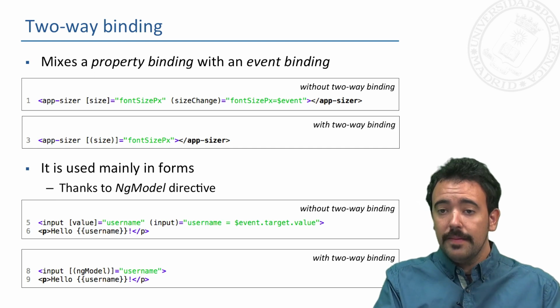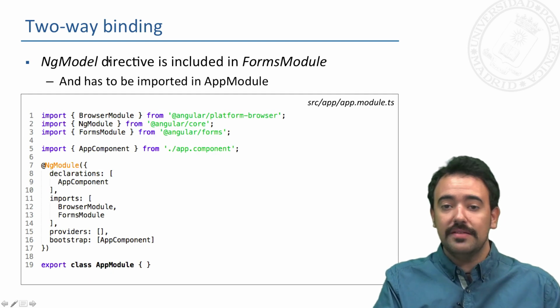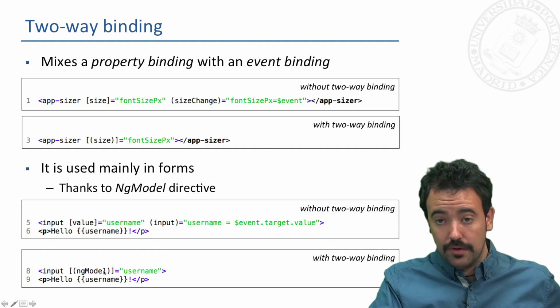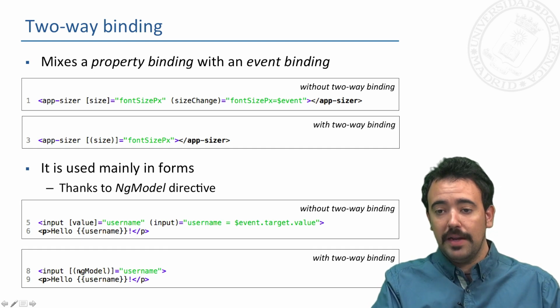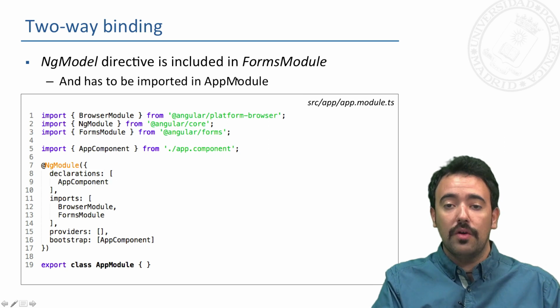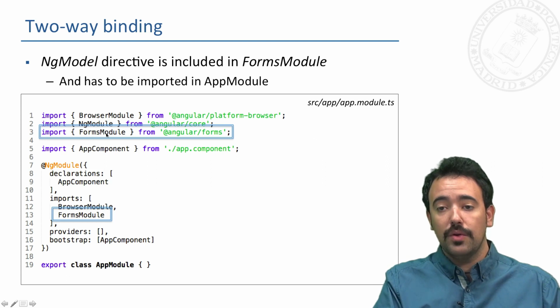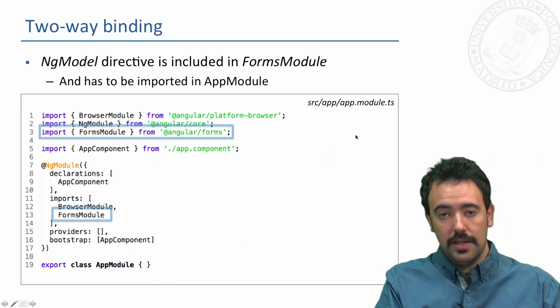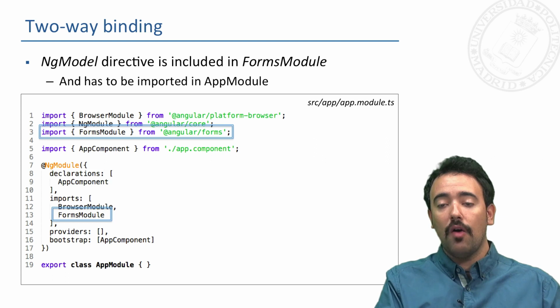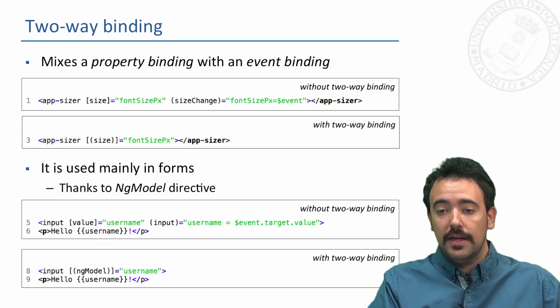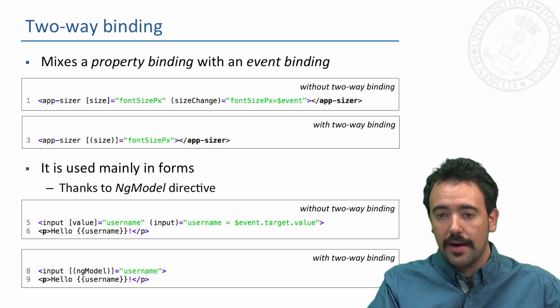But before the example, let's see just a detail, that is the fact that the ngModel directive that we are using here for using the feature I've just explained is included in the forms module of Angular. So before using it, we have to import the forms module from the Angular Forms library and then include it. And this is, of course, done in the application module, in the root module of our application. But let's see an example of how this two-way binding works in an Angular application.